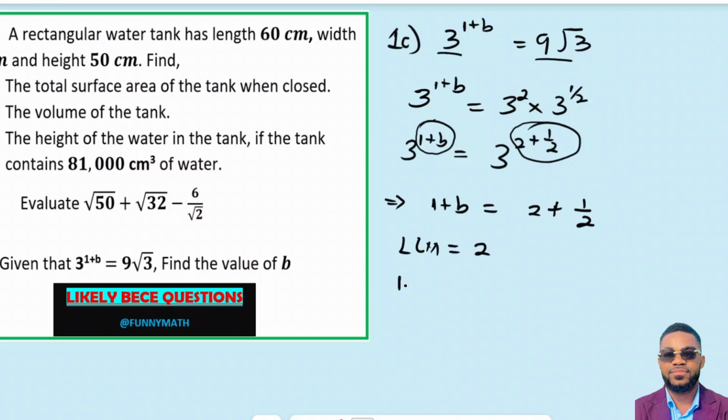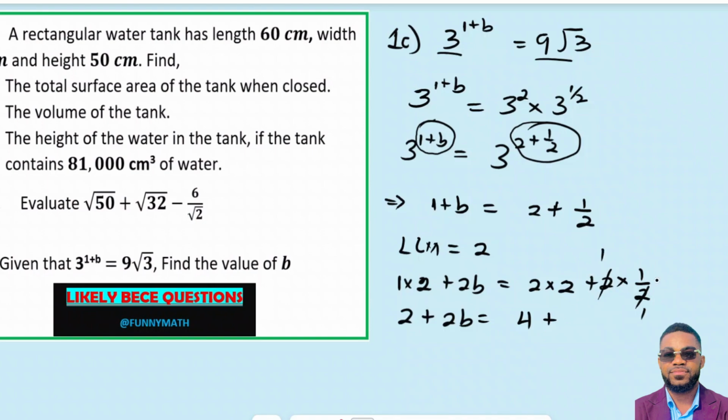So I'm going to get 1 times 2 plus 2 times b equal to 2 times 2 plus 2 times 1 on 2. So I've just multiplied the LCM, which is 2, by all the terms. The terms are 1, 2, 3, 4. So that is what I've done here. So 1 times 2 is going to be 2. So 2 times b, that is 2b already. So 2 times 2 is going to be 4. Now, let's see something. 2 here, 1. 2 goes into 2, 1. So we have 1 times 1 to be 1. So we have plus 1 here.